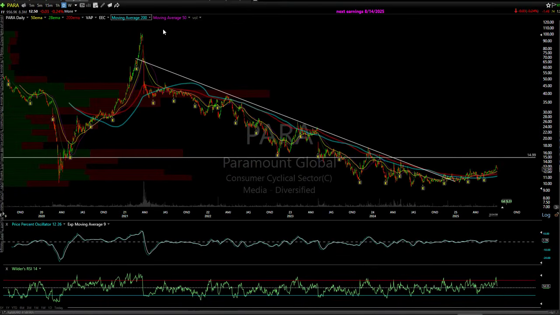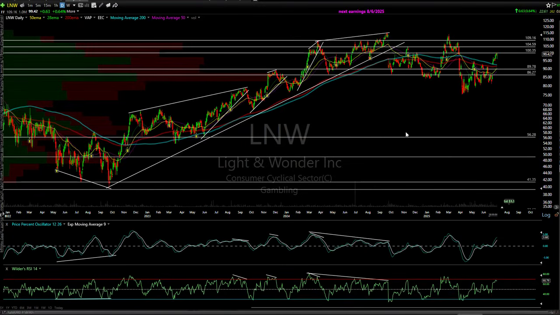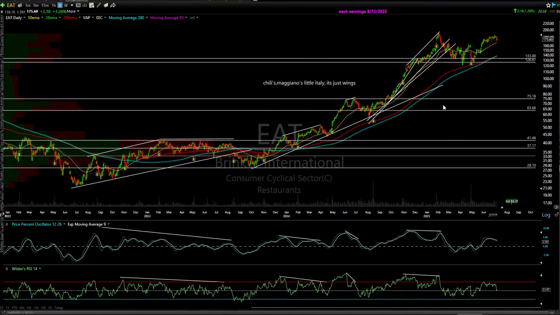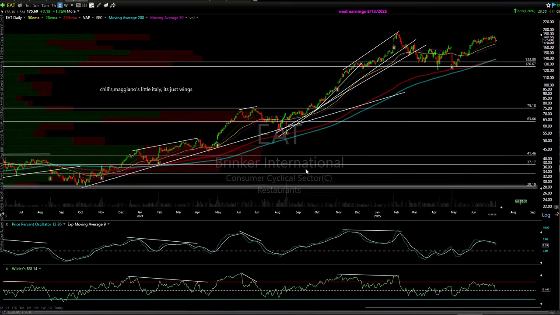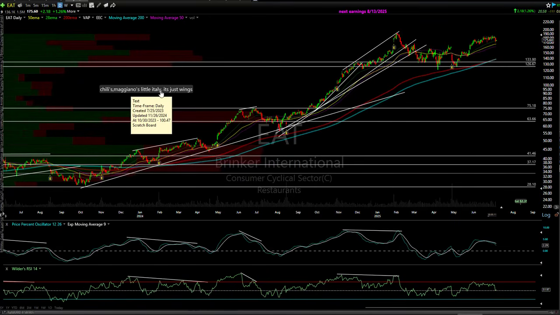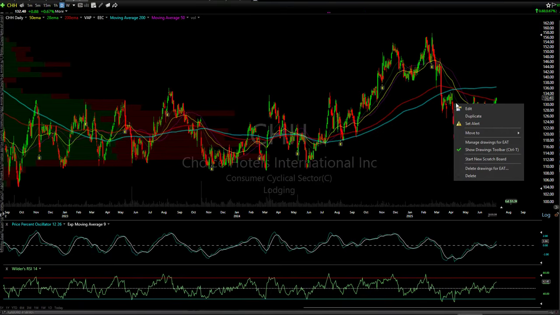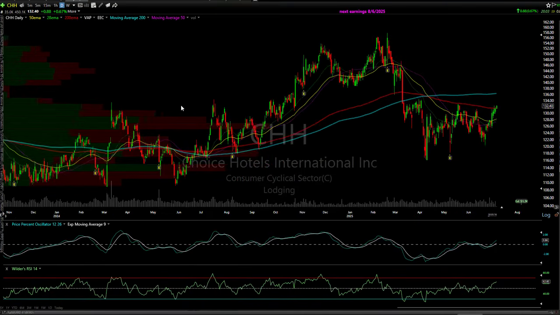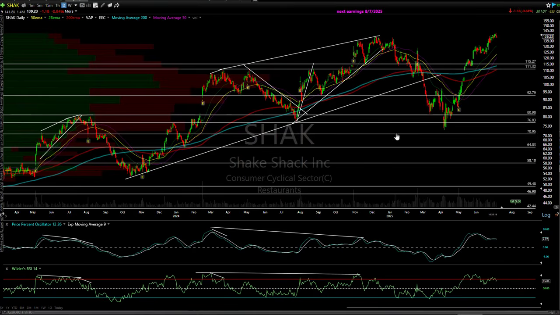Paramount Global, just again, dead money. A lot of these entertainment companies are just cooked. LNW, Light and Wonder, I don't know what they are. EAT, Brinker International, they own Chili's, Maggiano's Italian Grill. CHH, Choice Hotels, Shack, this is Shake Shack, looking very stretched right there. Nice looking short setup. Just needs to break that bearish rising wedge. You've got the nice negative divergences, and that should start the next downtrend for that stock.